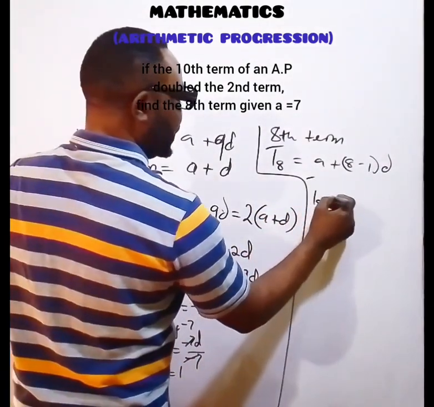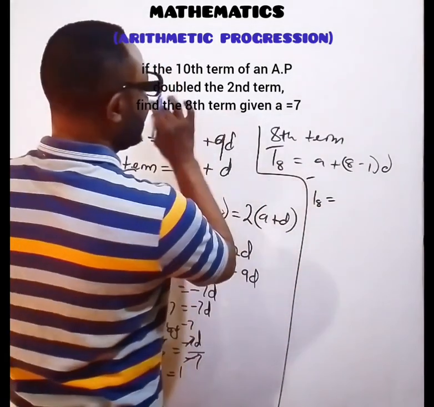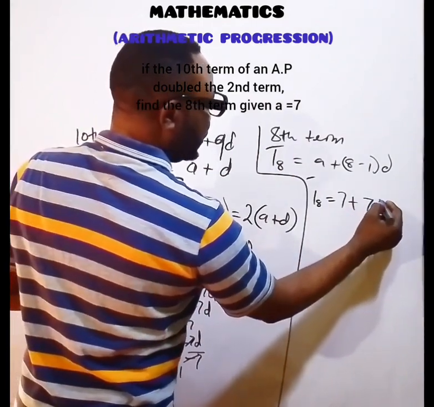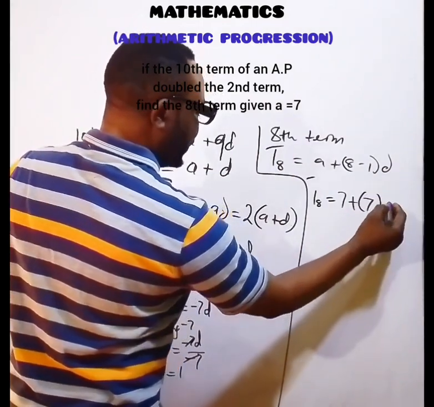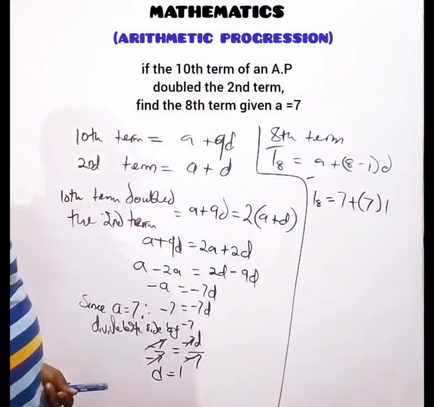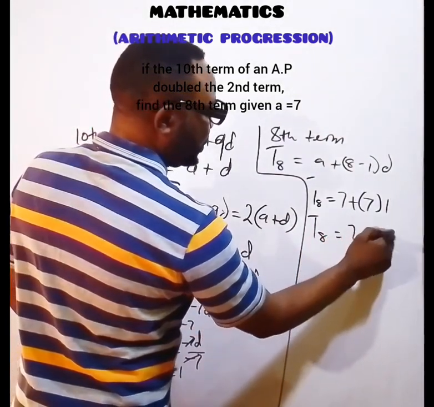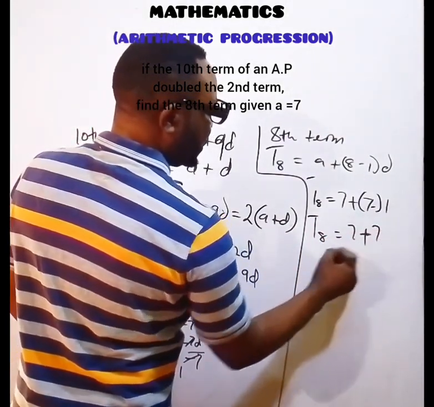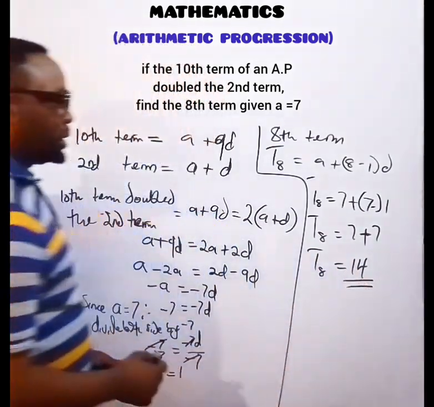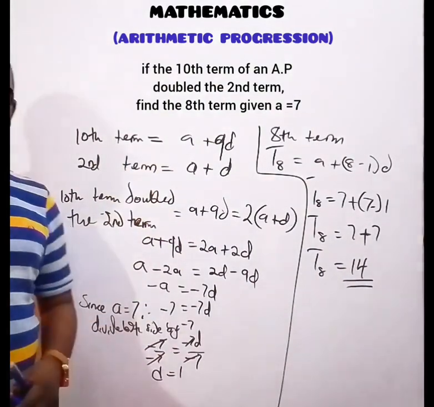I think this will be easy for us to find. So we have it. The eighth term will be equal to, what is the value of our a? Our a has been given to us from the question as 7, plus 7 into bracket of, what is the value of our d now? That will be equal to 1. So we are having the eighth term to be equal to 7 plus 7 times 1, which is 7. So the eighth term is equal to 14. So that is the value of the eighth term from the question.